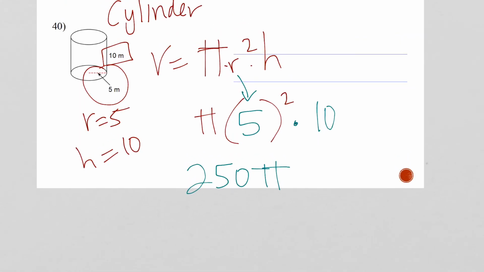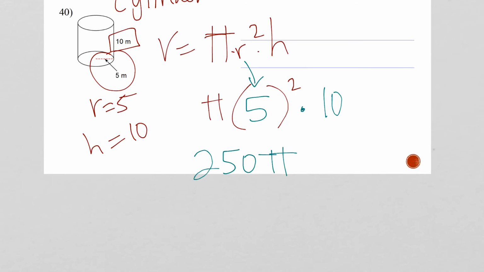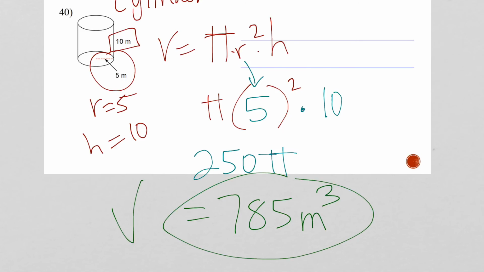So type that into your calculator. It will be approximately, because they're going to ask you to approximate, so just round. If you just use 3.14, not the pi symbol, you'll get 785 meters cubed, because this is volume.